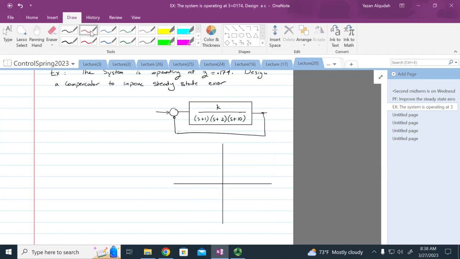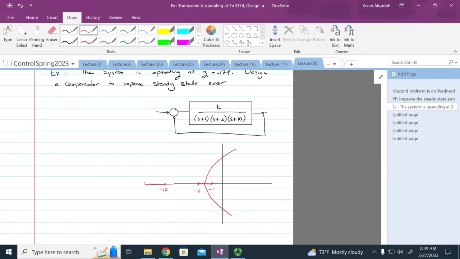Where are the poles of this system? -1, -2, and far away here, -10. How many asymptotes does the system have? 3. Which part on the real axis is on the root locus? 10. And what are the angles of the asymptotes? 60, -60, and 180. The root locus looks something like this. Together?